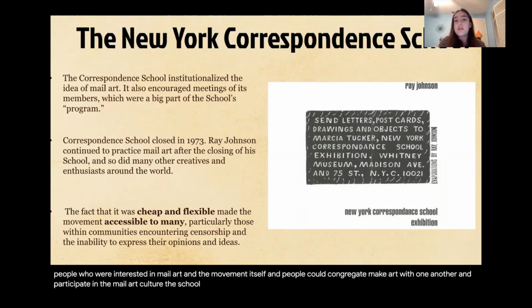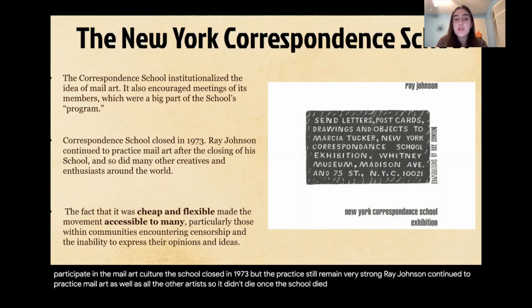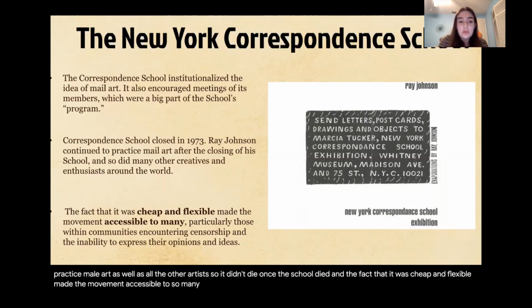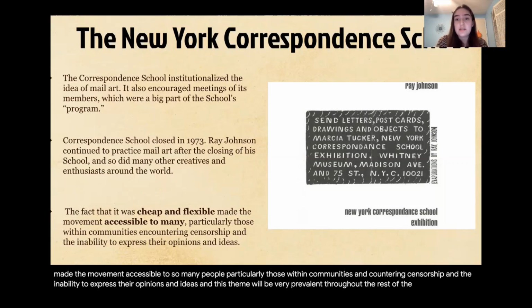The school closed in 1973, but the practice still remained very strong. Ray Johnson continued to practice mail art as well as all the other artists, so it didn't die once the school died. And the fact that it was cheap and flexible made the movement accessible to so many people, particularly those within communities encountering censorship and the inability to express their opinions and ideas. And this theme will be very prevalent throughout the rest of this presentation.